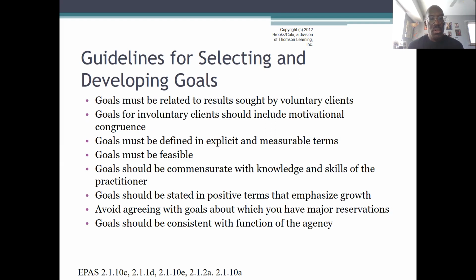They have to be feasible. They should be stated in positive terms to emphasize growth. And they should always be consistent with social work practice as well as agency functioning. So just some things to think about as you're thinking about those goals.